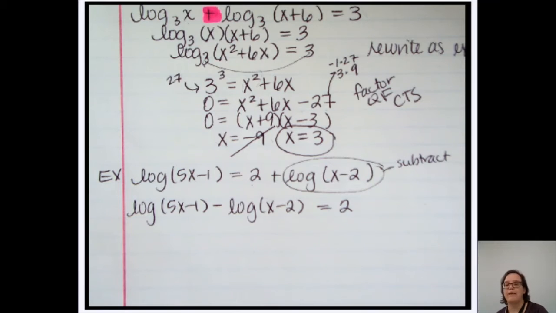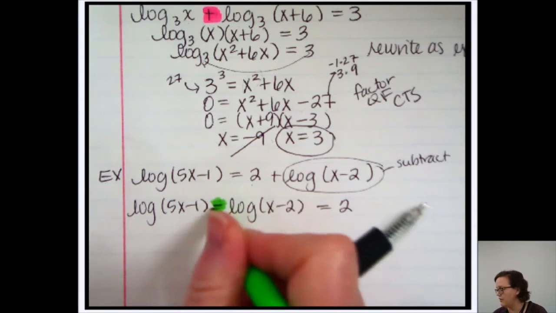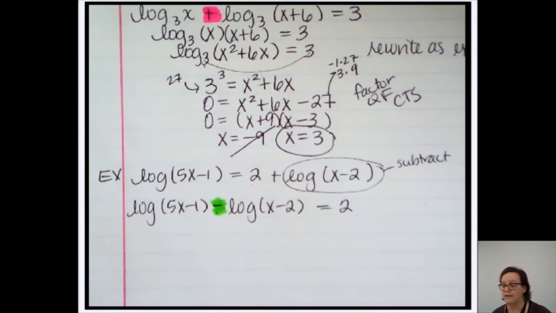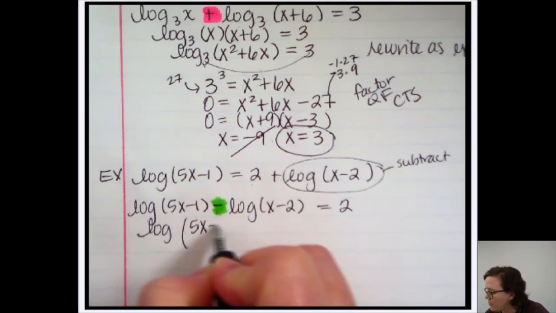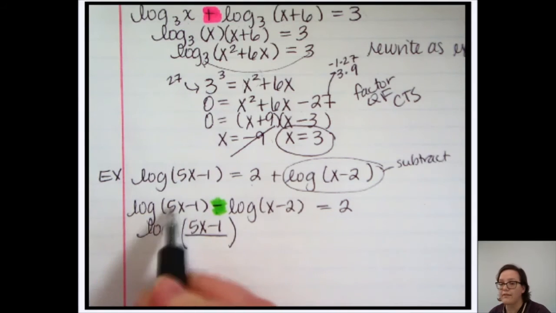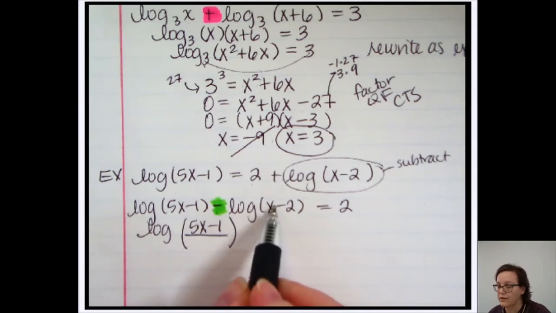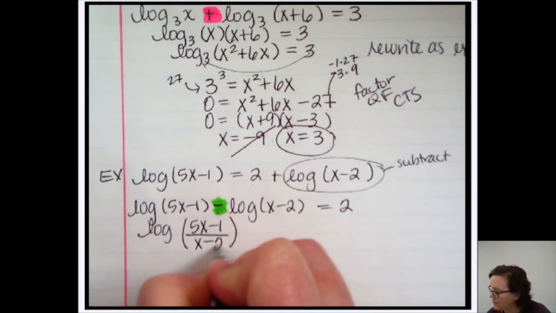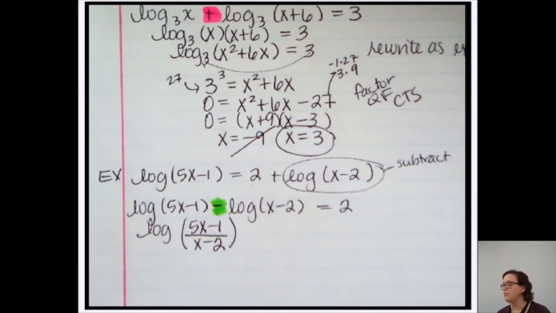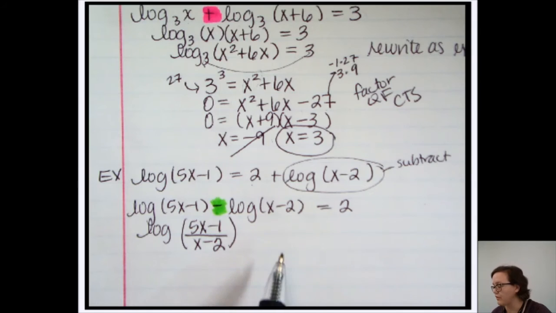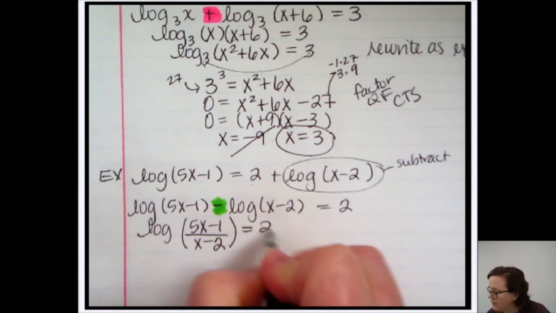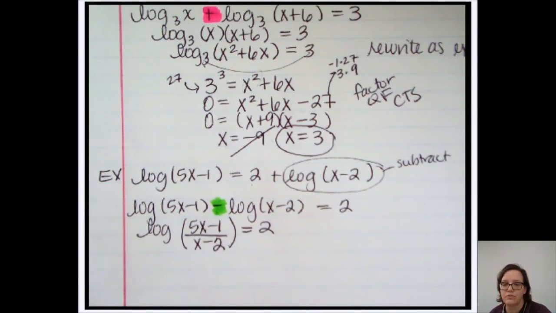Okay, what do we do when we have a minus? We divide, okay? So we have log of 5x minus 1 on top, so the left one always goes on top, over x minus 2 on the bottom. Okay. Now, if you were to move your logs to the other side, this would be reversed, and that's okay. It all works out. But I tend to try to keep this number positive, but you do whatever works for you. Okay, so now we have this log is equal to 2.